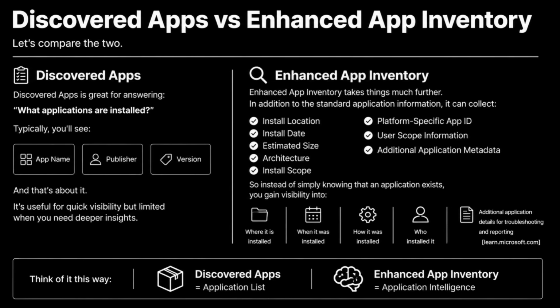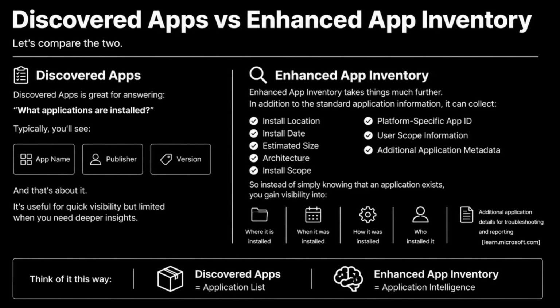Now, let's talk about discovered apps versus enhanced app inventory. Discovered apps is great for answering what applications are installed. Typically, you will see application name, publisher, and version, and that's all about it. It is useful for quick visibility, but limited when you need deeper insights.